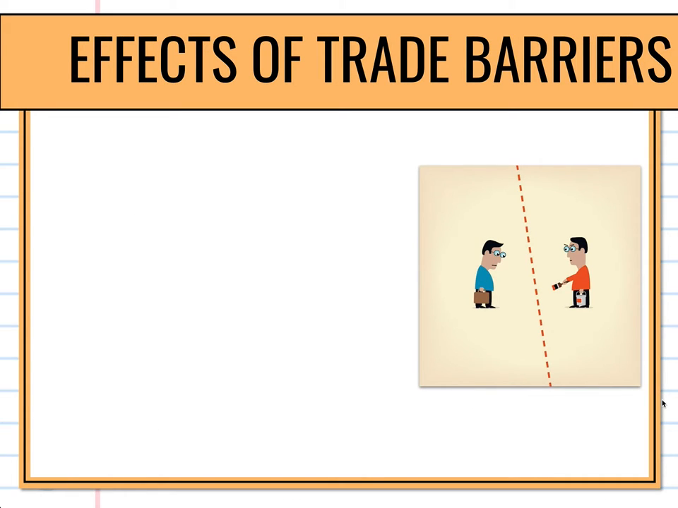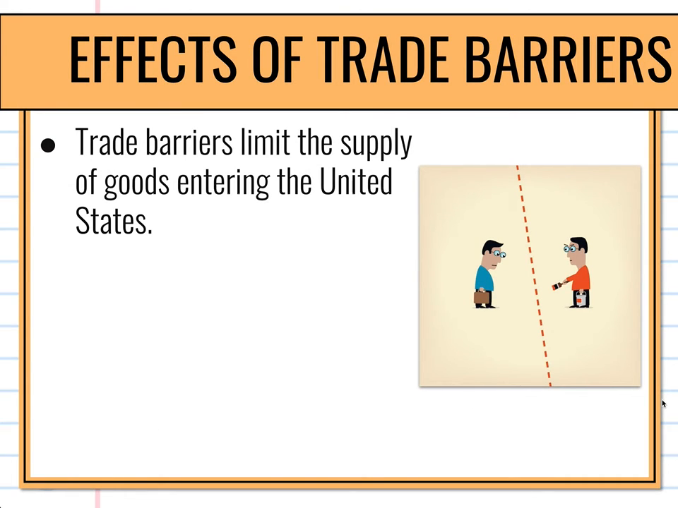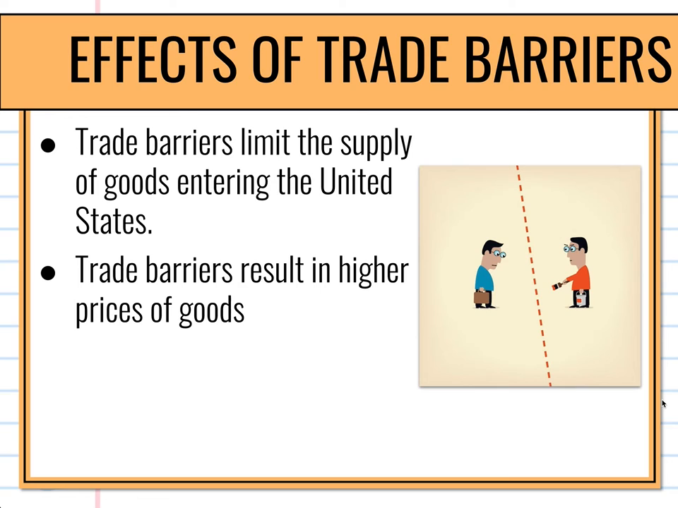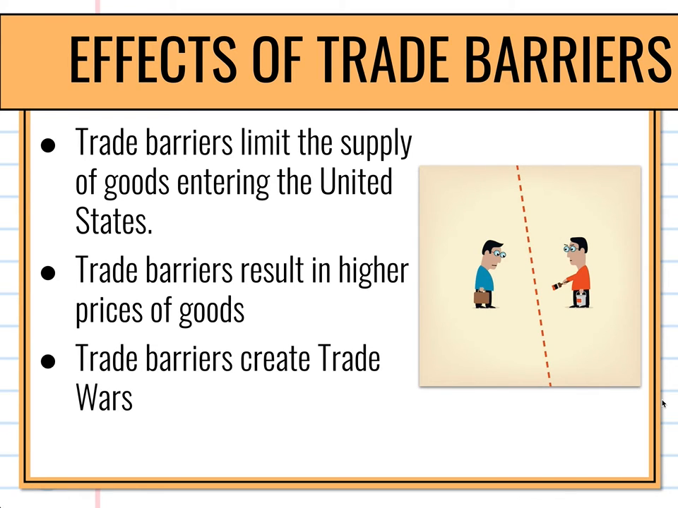So what are the effects of trade barriers? Trade barriers limit the supply of a good that's going to enter the nation. They result in higher prices of goods. And they can create a trade war.